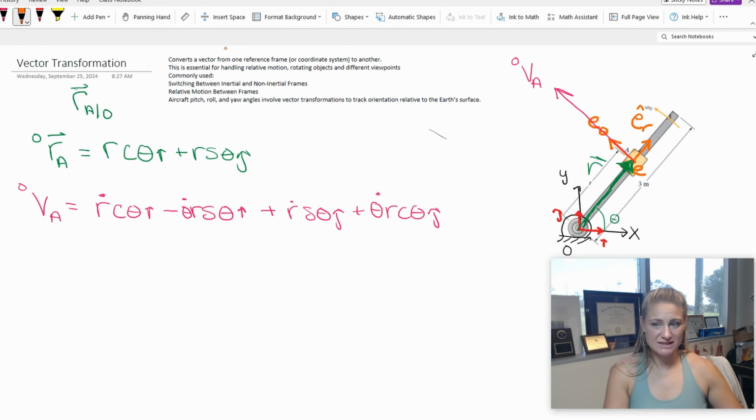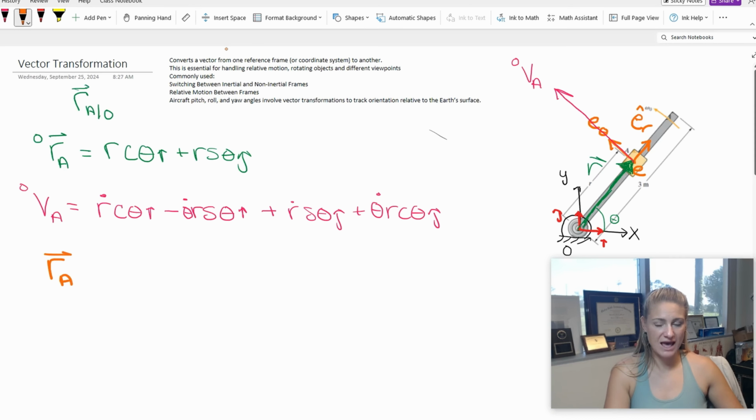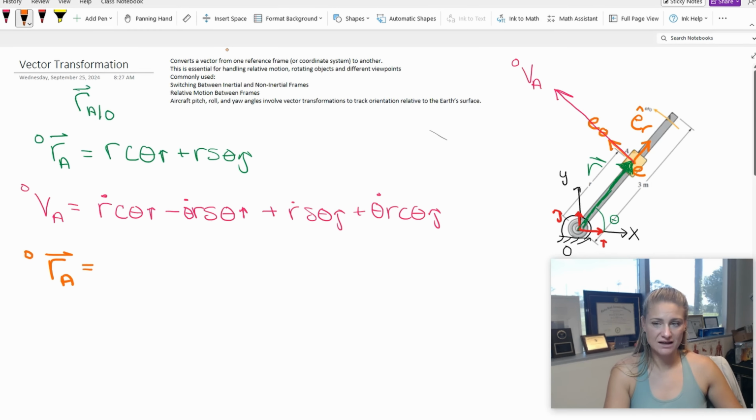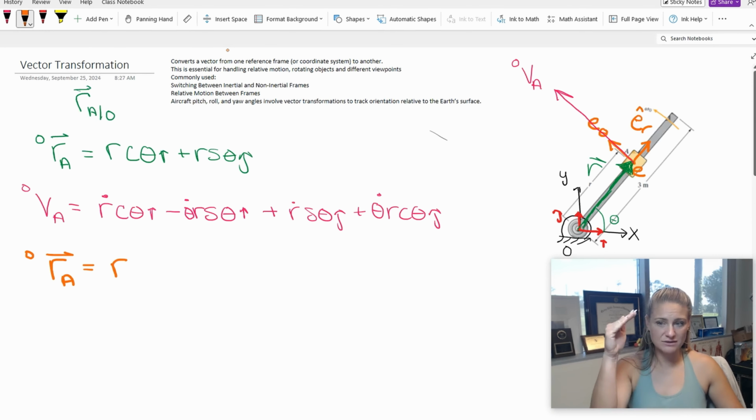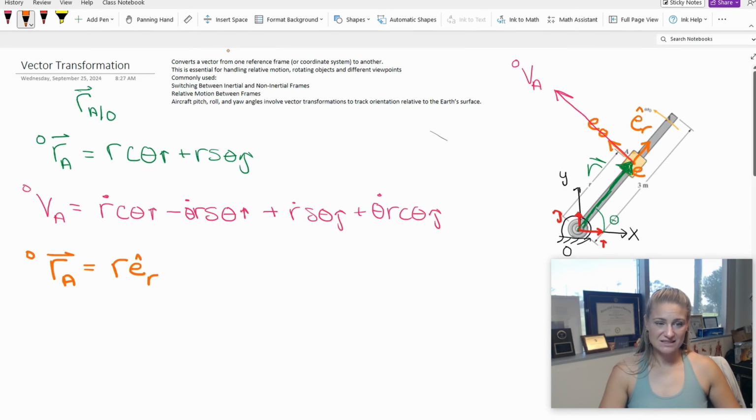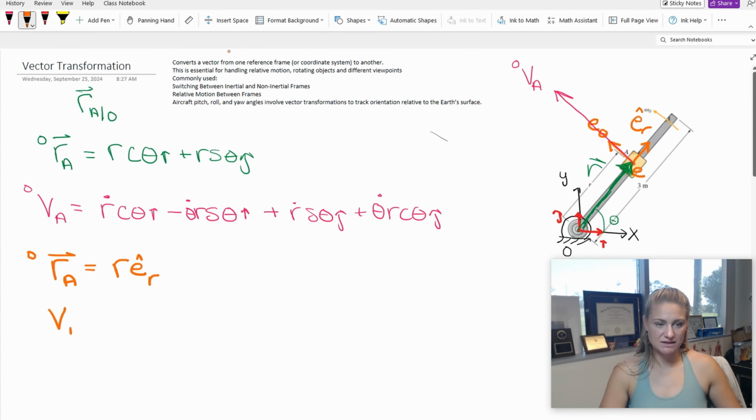So I can represent R. So let's go back. Let's say, well, R_A, so this is my vector locating A, and it's going to be still viewed from the origin, but I'm going to represent it in polar form. And that just means that it's going to be some magnitude R in the e_r direction. And that's it. So comparing this to that, I kind of like this better. And then I'm going to go ahead and take its derivative to get velocity.